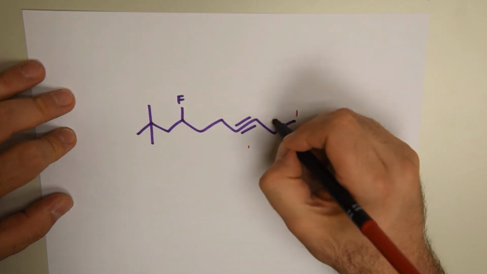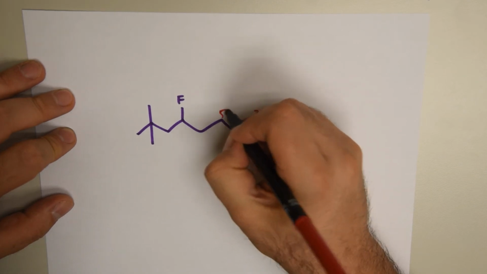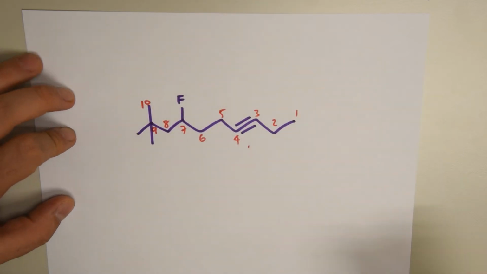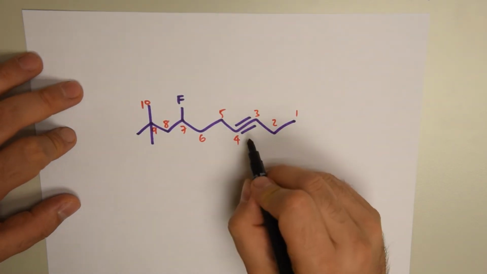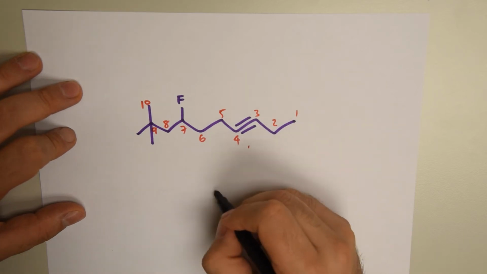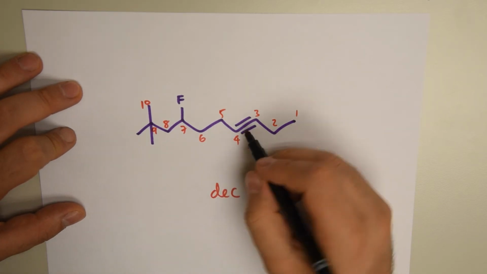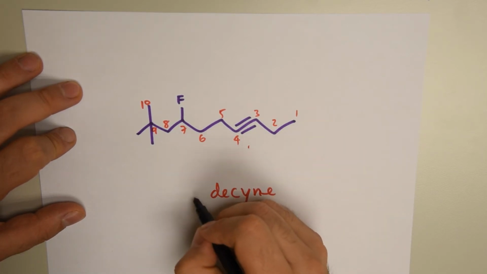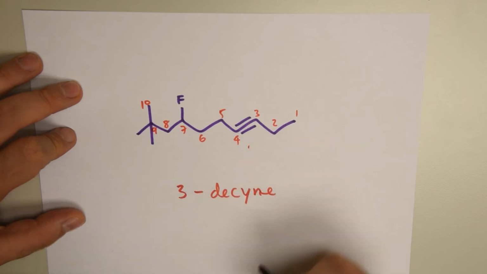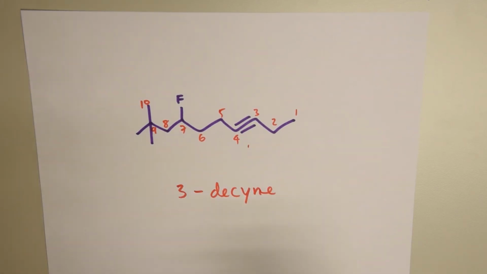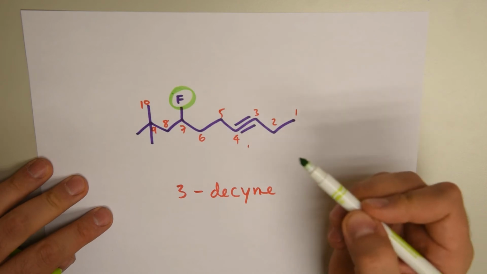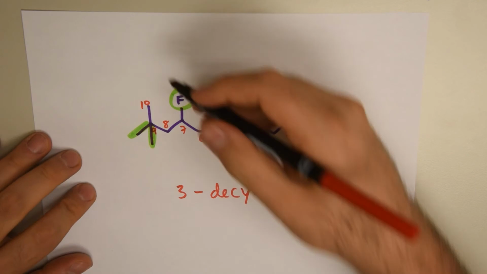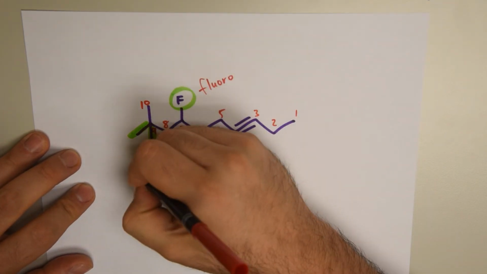So I'm going to write 1, 2, 3, 4, 5, 6, 7, 8, 9, 10. This means that there's 10 carbon atoms with one triple bond, I'm sorry. So I'm going to write dec. And then the ending for alkynes is yne, decyne, depending on how you pronounce it. And it's at number 3, 3-decyne. Then we highlight everything else that's left over, which is my fluorine atom. And then we have 2 carbon atoms attached there. So this is fluoro. This is methyl.